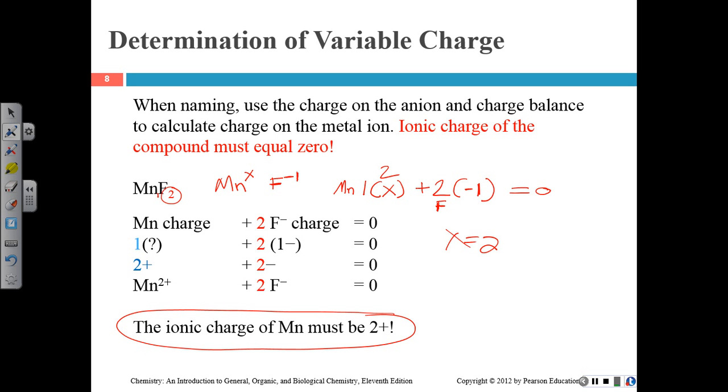This is the only time that you have to find it: when you are naming in classification 3. Questions on this? Does everybody know where I got the numbers from? It's the number of atoms times the oxidation state, or the ionic charge. We don't know manganese, so it's X. And we have 2 fluorines, and we know that it always has a negative 1 charge.